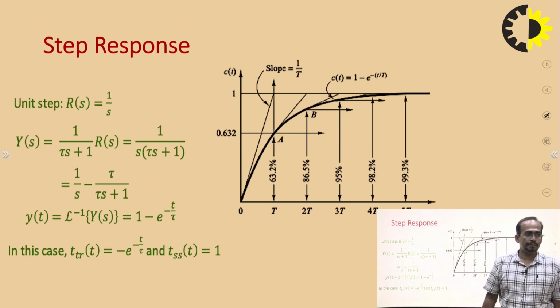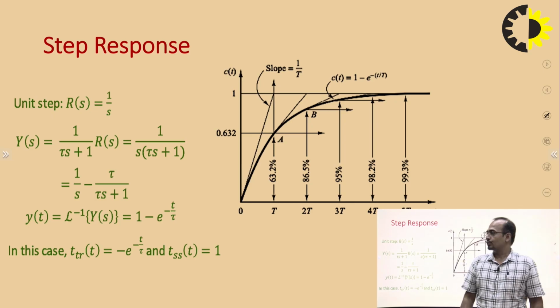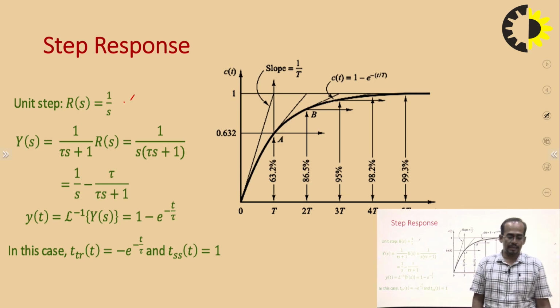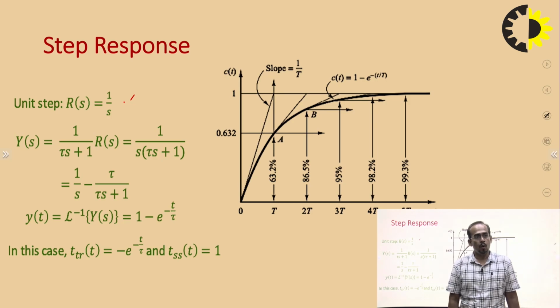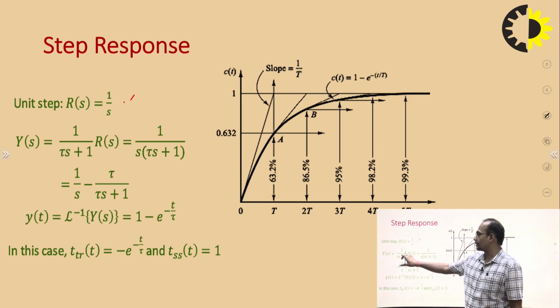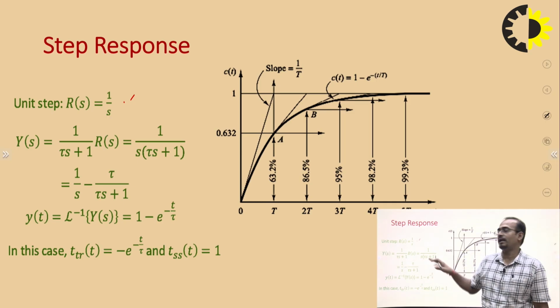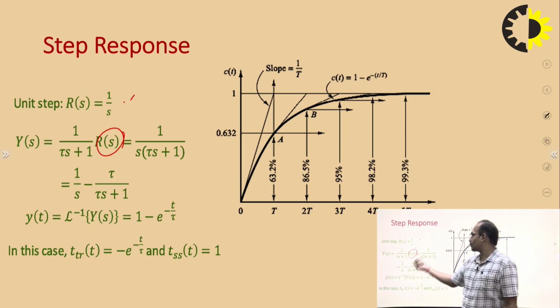Similarly, in case of a step response, we will consider the step signal as an input. So what will be the step response? R(s) will be equal to 1 by s. The Laplace transform of a step input is 1 by s. So what will be the output Y(s)? Output Y(s) is nothing but the system gain multiplied by the input. Y(s) by R(s) is nothing but 1 by (1 plus s tau). So I will put R(s) equal to 1 by s: Y(s) is 1 by s(1 plus s tau).